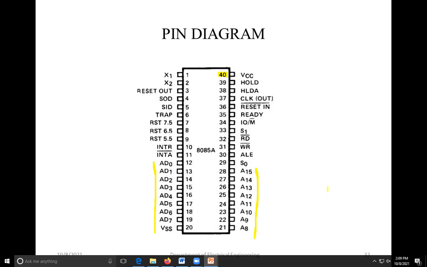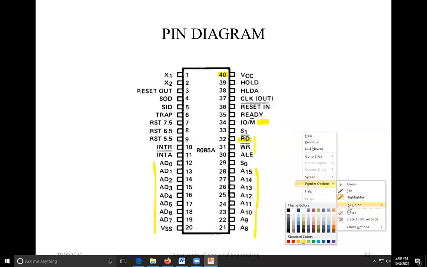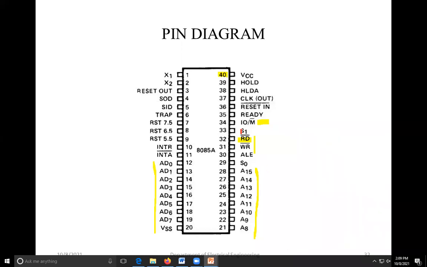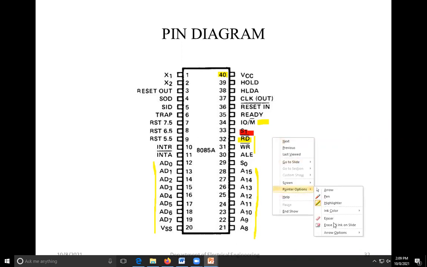Okay. Then next are the read and write pins. Then input output memory. Remember one thing again: in read there is a bar on top. Read bar. Okay, what is the meaning of this read bar? See, this is read and there is a bar on top of it, R bar. What is the meaning of R bar?